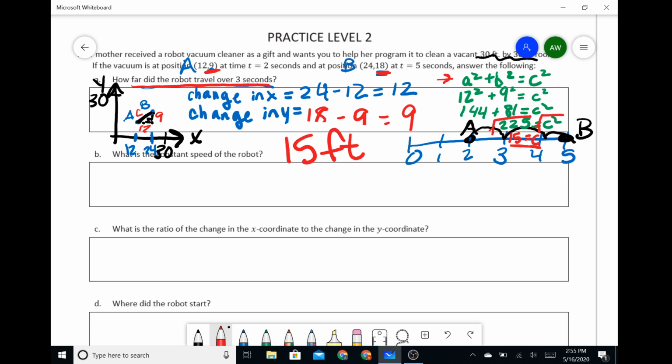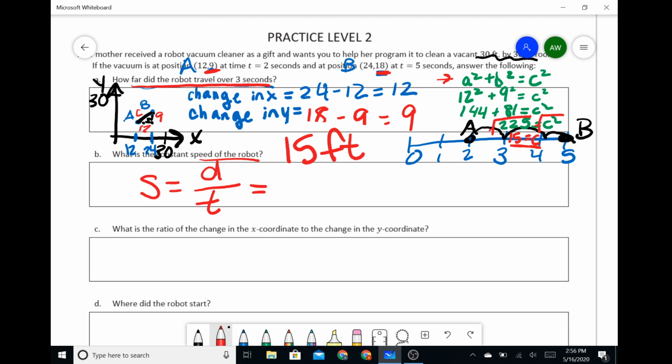So this is asking us for the constant speed of the robot. All we have to do is remember that speed is equal to the distance we travel over the time that it takes us to travel. So we're going to take the distance we went and divide that by the time.